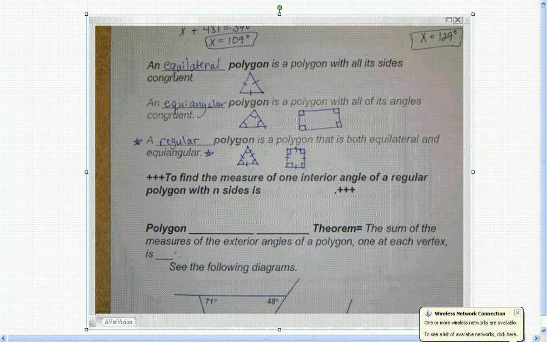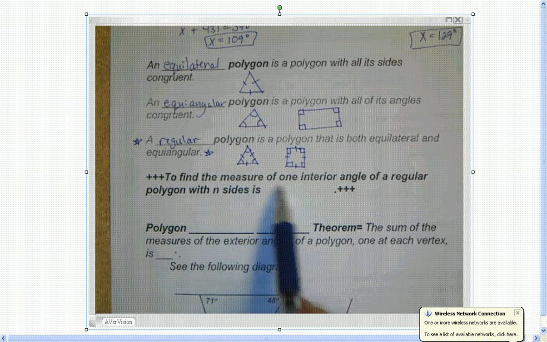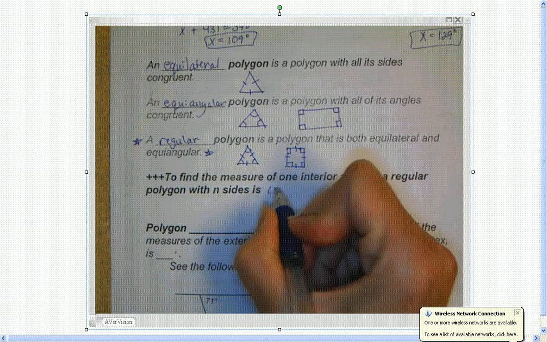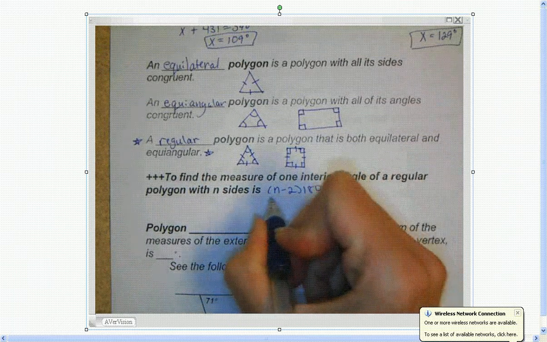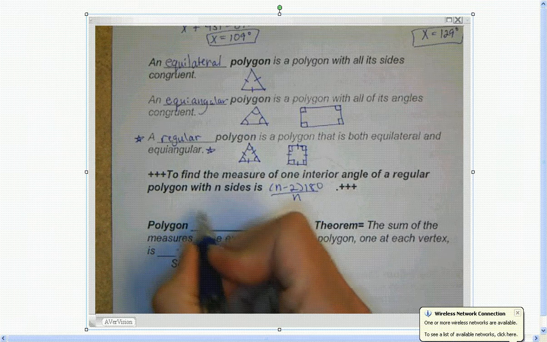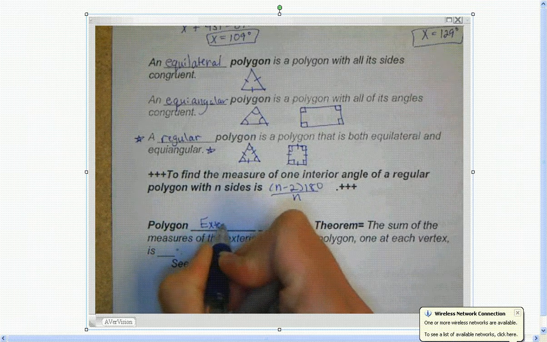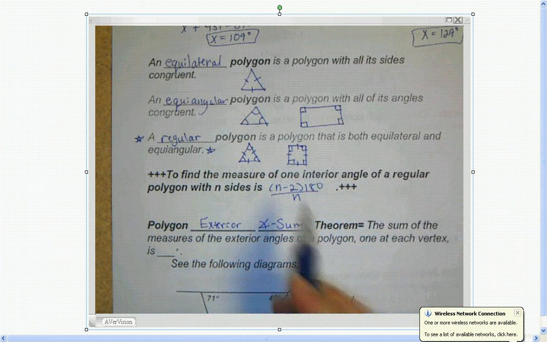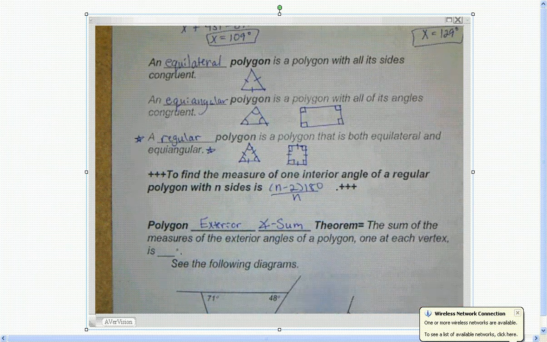And so when I work with it, regular lets me know everything's the same. So when I do this, it says to find the measure of one interior angle of a regular polygon with n sides, we use the fact we can find the sum and then divide the whole thing by n. Now, I don't use that all the time because it's actually easier to use the exterior angles. But let's get the next theorem and we'll see how that works. This one's called the Polygon Exterior Angle Sum Theorem.